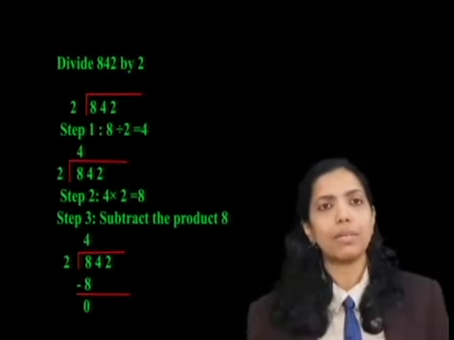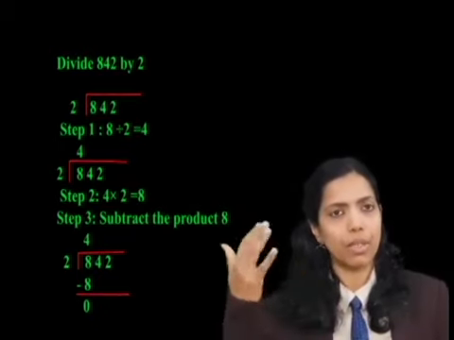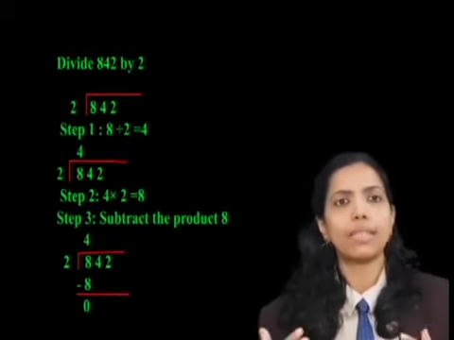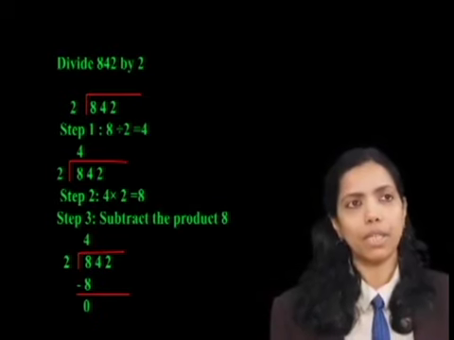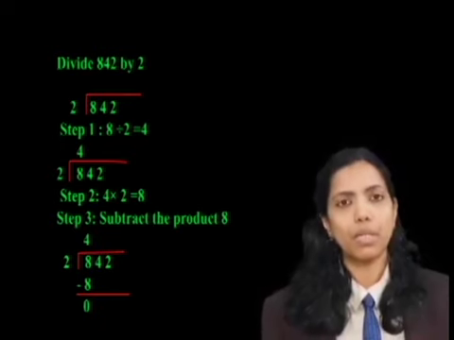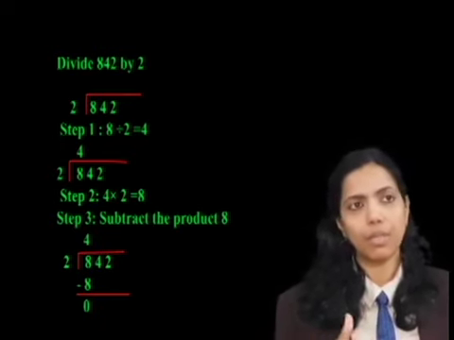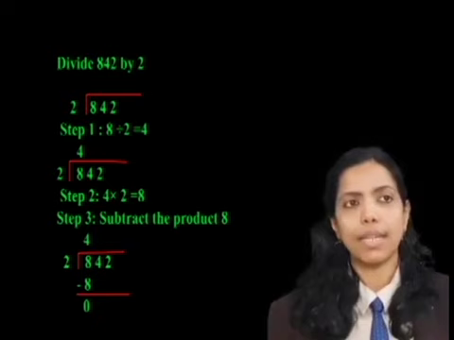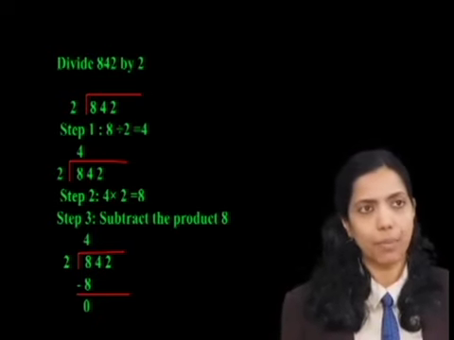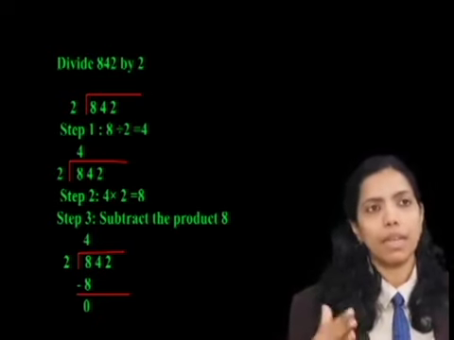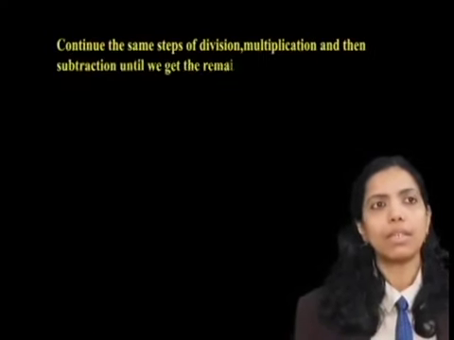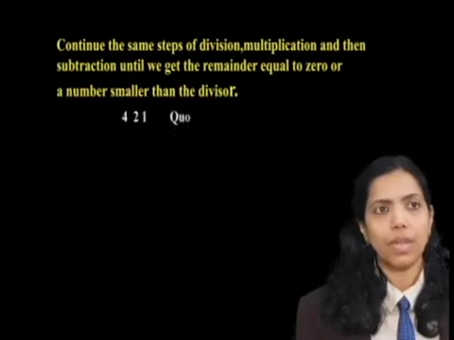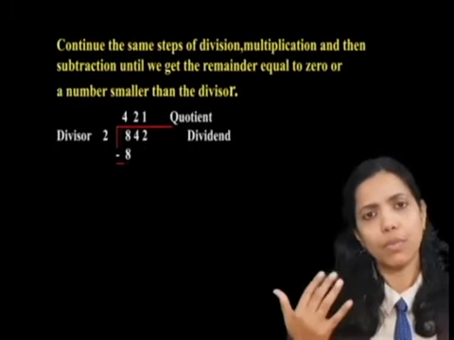So I have to write down 4 in the quotient. And what is the next step? Once we did the division, we have to go for the multiplication of 4 with the divisor 2. 4 multiplied by 2, what are we getting? 8. Down below, I have to write that 8 itself. Now what is the next step? 8 minus 8, 0. Then after that, we have to bring down the digit 4. We are getting 4.